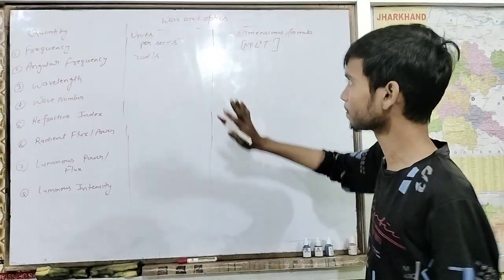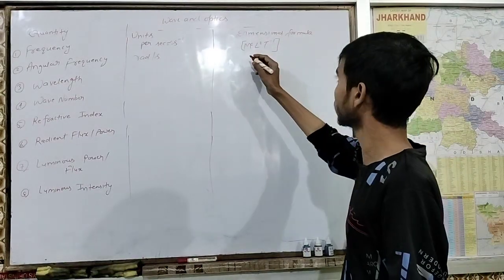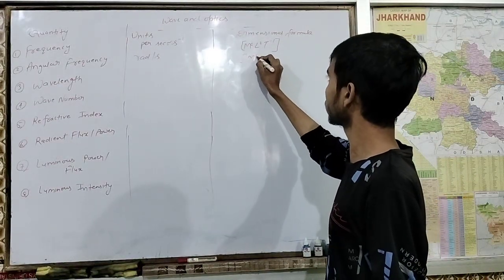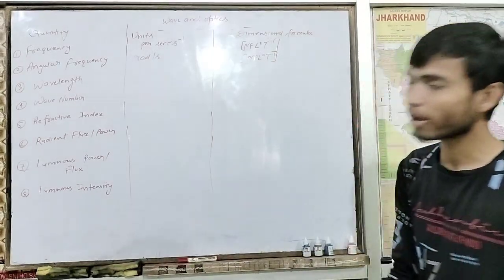So we will ignore radian, but the per second will not be ignored. So for per second, it is M0, L0, T minus 1. Clear? T minus 1.